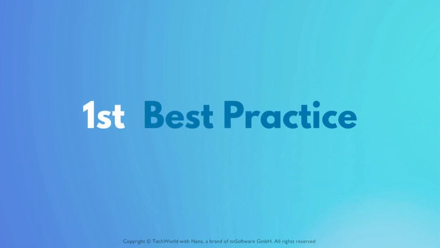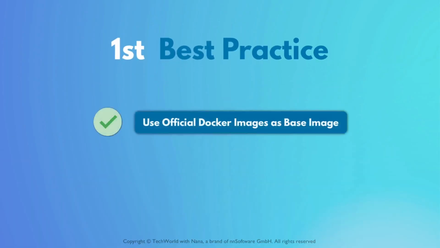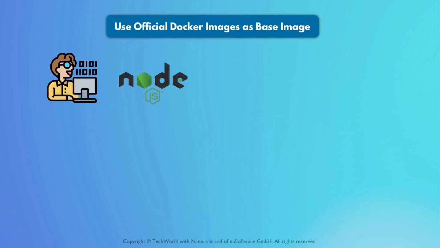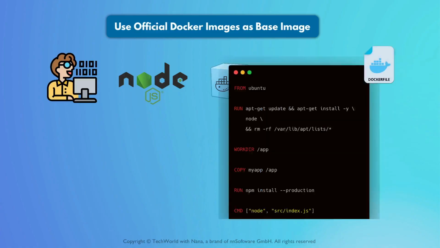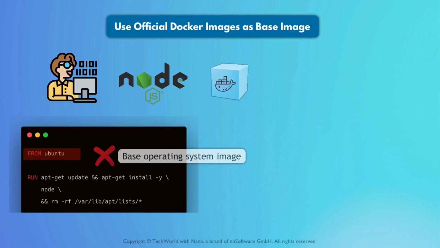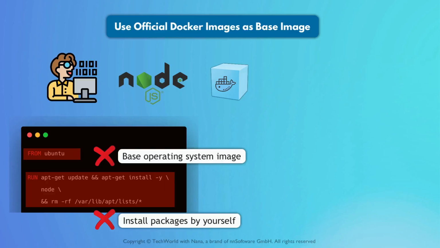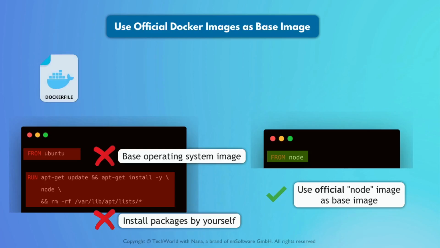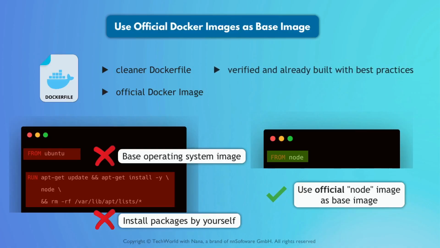The first best practice is to use an official and verified Docker image whenever available. Let's say you are developing a Node.js application and want to build it and run it as a Docker image. Instead of taking a base operating system image and installing Node.js, NPM, and whatever other tools you need for your application, use the official Node image for your application. This will not only make your Dockerfile cleaner, but also let you use an official and verified image which is already built with the best practices.